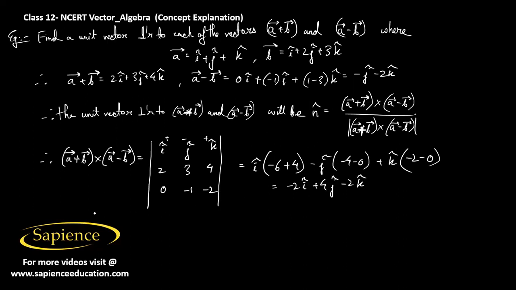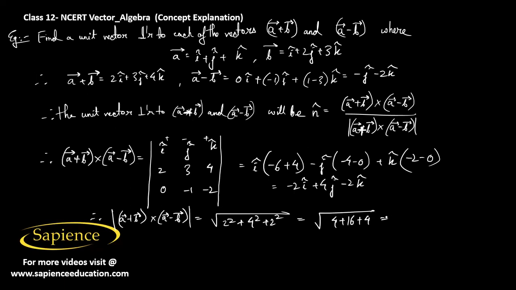So now the magnitude of a vector plus b vector cross a vector minus b vector will be equal to square root of 2 square plus 4 square plus 2 square, so that will be equal to 4 plus 16 plus 4, square root of 24, which will be equal to 2 root 6.